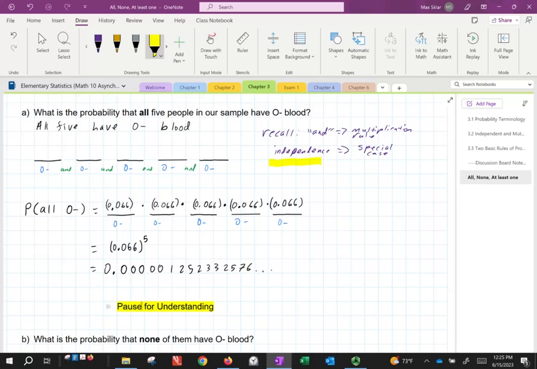Now's a good time to press pause for understanding. In fact, I'm going to give just a couple seconds at the end of each of these parts to allow you to reach the pause button, and just look at the solution for a little bit, write some notes. Okay, let's look at the next one.